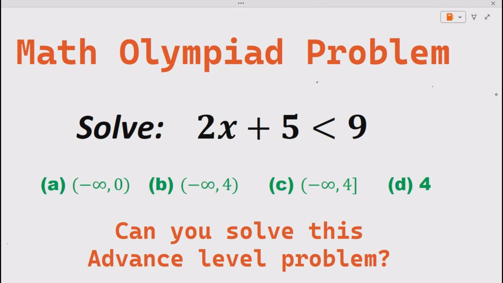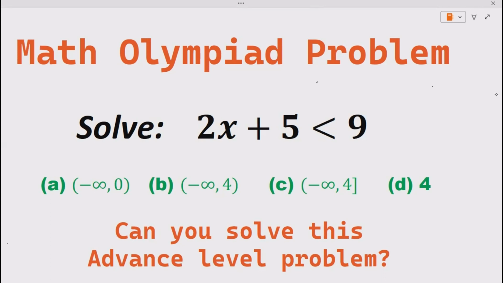Our question today is about a famous Math Olympiad problem, which is an advanced level problem in an Olympiad exam. This problem occurs in different Olympiads in different countries, and the question is we have to solve this inequality in which we have an unknown variable x. So actually we have to find the value of x.